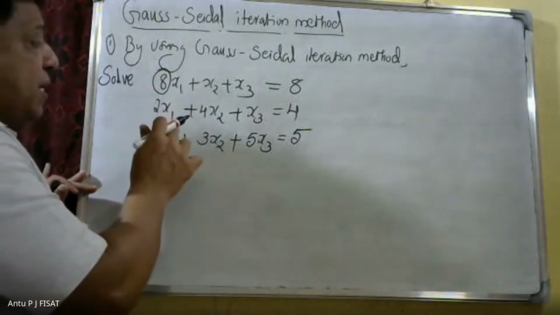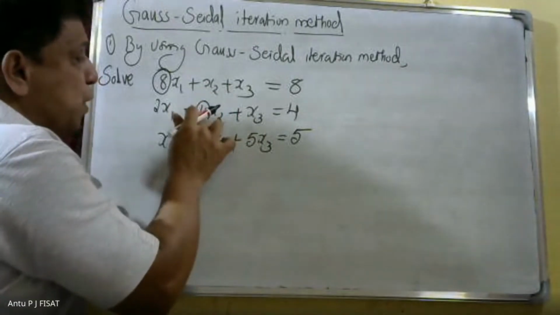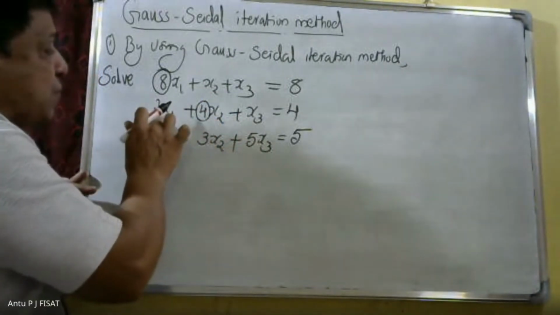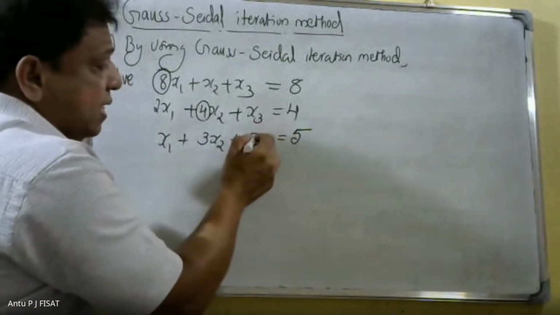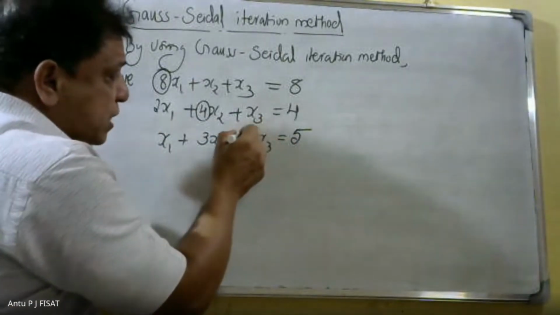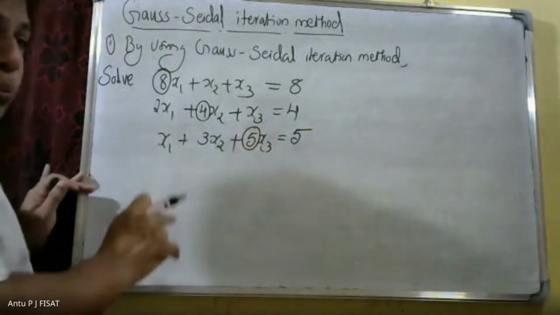Then we take the second equation. The coefficient of x2 is 4. This 4 is larger than the x1 and x3 coefficients. Then take the third equation, the coefficient of x3 is 5. This 5 is greater than the coefficients of x1 and x2.